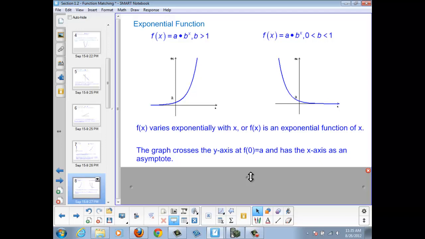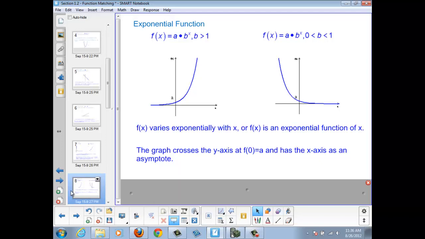You'll also notice that in either case, the graph goes through the point f of 0 equals a. So that's where it crosses the y-axis. Both graphs also have the x-axis as an asymptote. For b greater than 1, the asymptote is to the left, and if b is between 0 and 1, the asymptote is to the right of the y-axis.